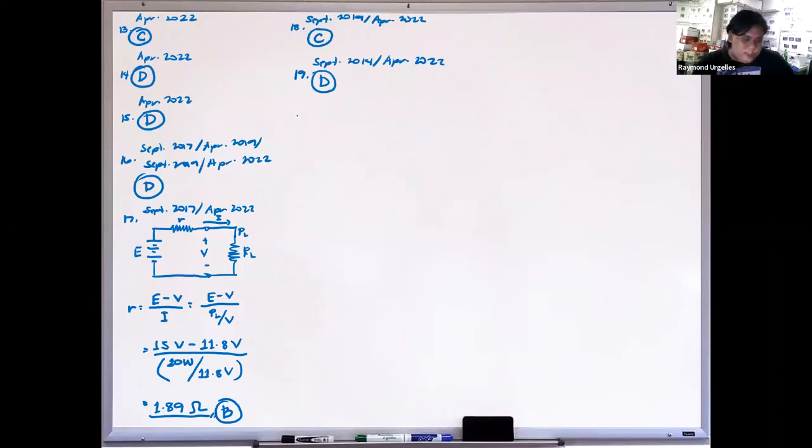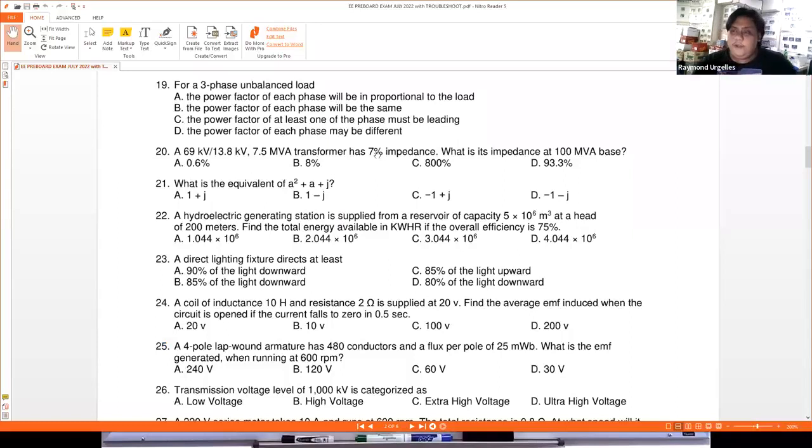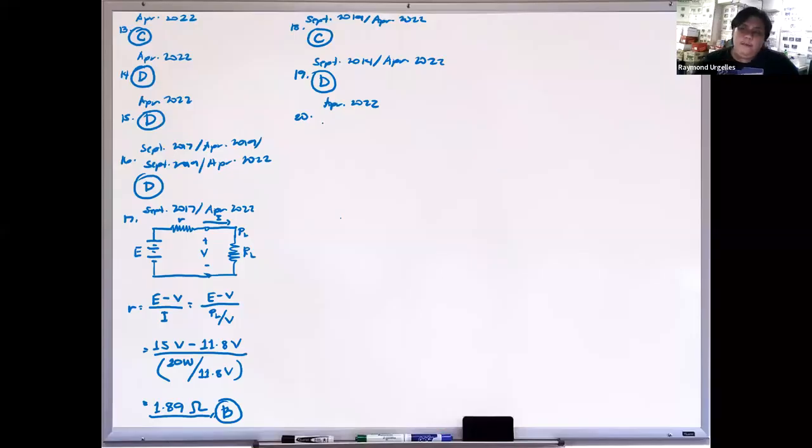Okay? Next number, 20. This came out in April 2022. We have similar problems in transformers, but the given is different. The given there was 8%, here it is 7%. The new base is 100 MVA, the original base is 7.5 MVA. The choices are in percent, so we will just use change of base. Again, we have the new base power, old base power, the old base voltage, new base voltage, multiplied by the original per unit impedance.